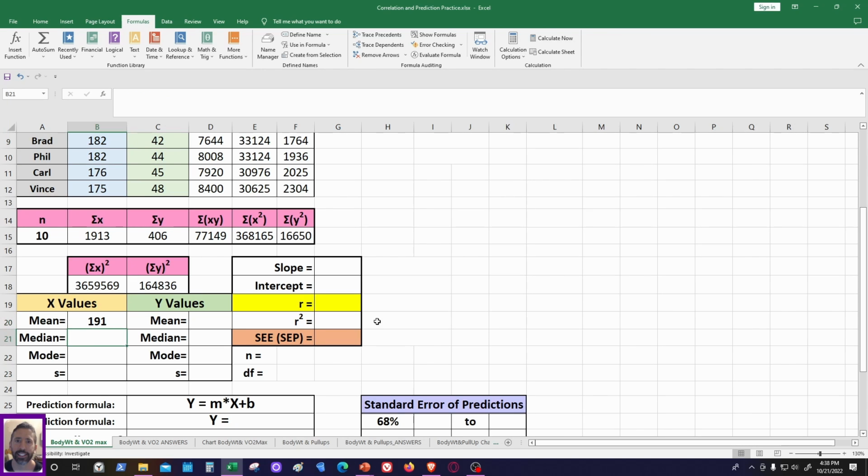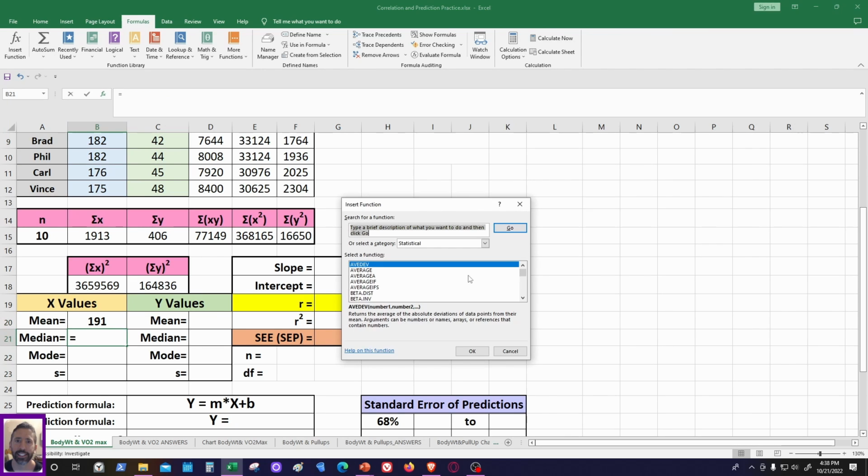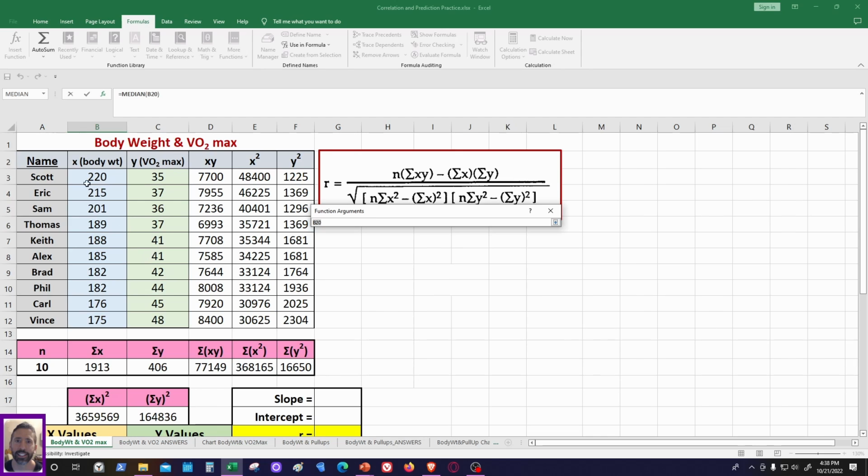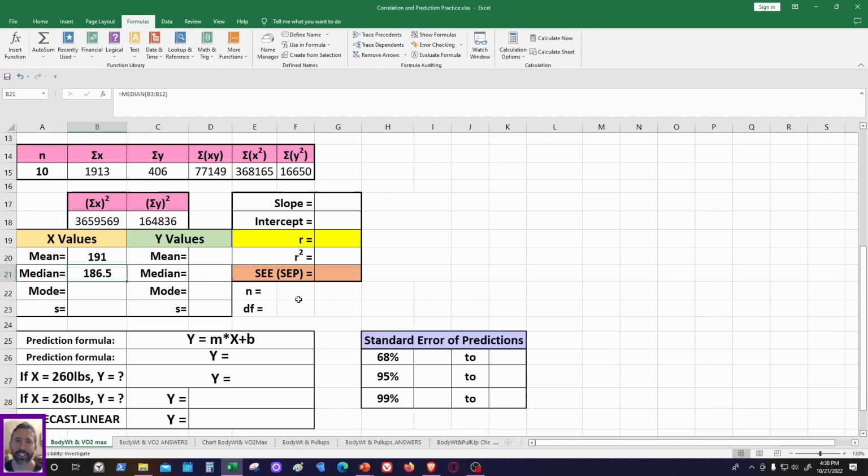Let's do the same thing with the median. Let's go to insert function again. You can look if it's in your most recently used. If it's not there, then of course you can type it in up here to look for it. And there it is. So we're going to select median. Very good. We're going to input all of our X scores in and hit OK. And you can see what our median is. So that's kind of the 50th percentile, right in the middle. That's our median body weight.